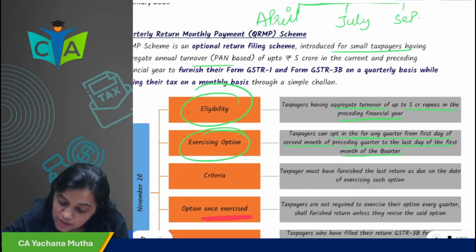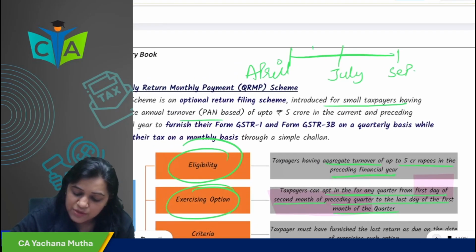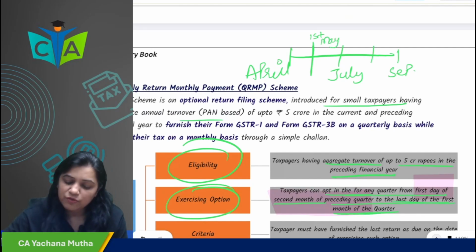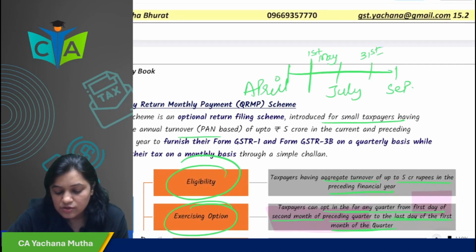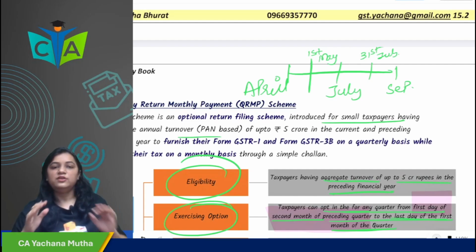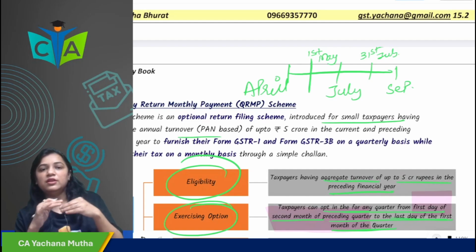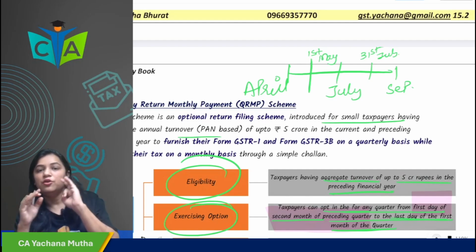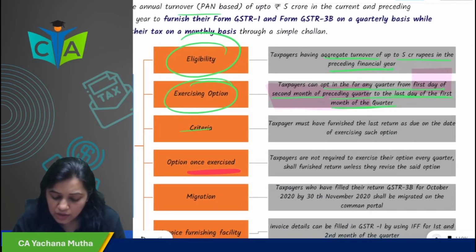It is from the first day of the second month of the preceding quarter. What is that? That is from 1st May till the last day of the first month of the quarter, that means 31st July. So this is the window available for the July to September quarter. If you want to opt for the QRMP scheme, you can opt from 1st May to 31st July.